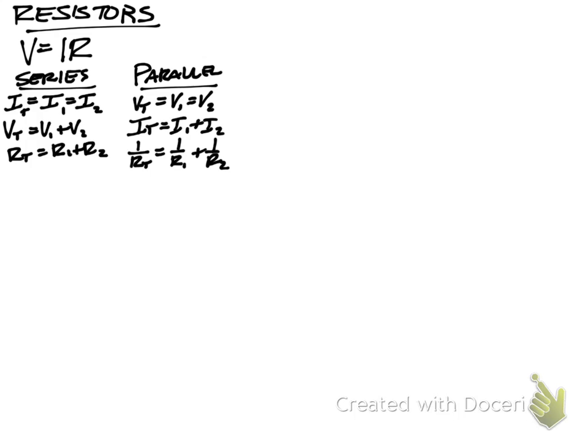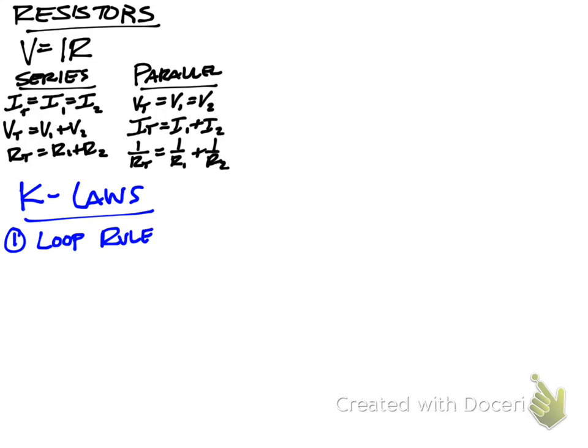Now when we do combinations, usually we can do what you just saw with the capacitor, but every now and then you have to deal with Kirchhoff's laws, and we're just going to call them K-laws. And with Kirchhoff's rules, you have one, the loop rule, where all of your voltages must add to 0. This is, of course, the conservation of energy.